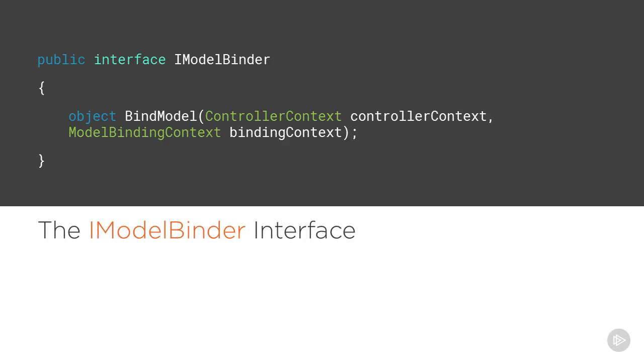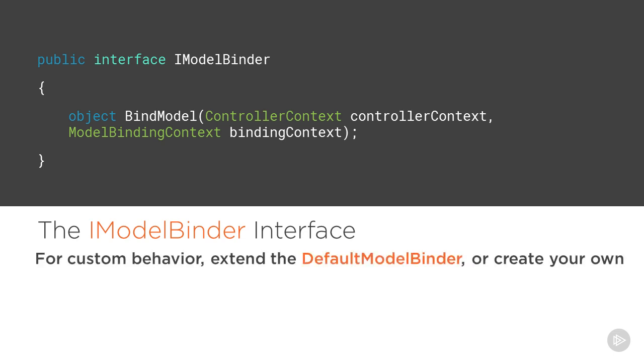From a technical perspective, model binders are implemented through an interface called IModelBinder. This interface only defines one method called BindModel. The default model binder implements this interface and handles many concerns for you behind the scenes, so it's somewhat uncommon to completely replace it with your own. It's often easier to inherit and just extend the default model binder to tweak its behavior.